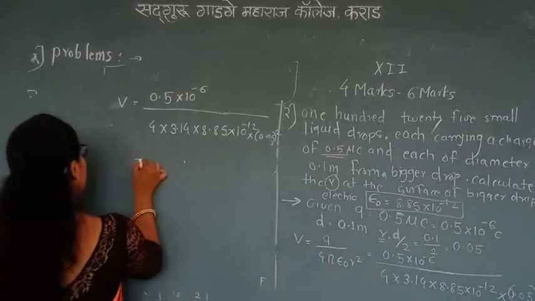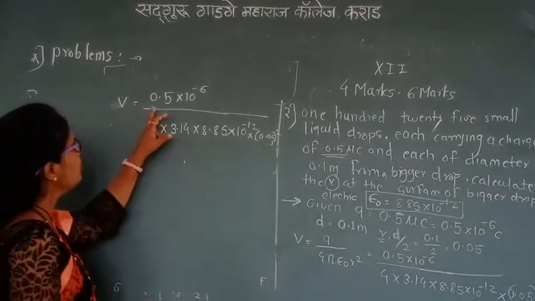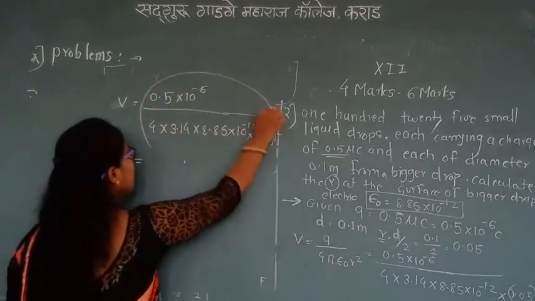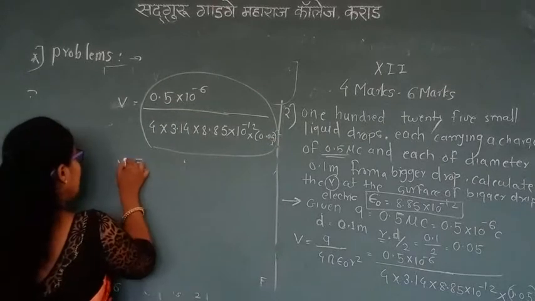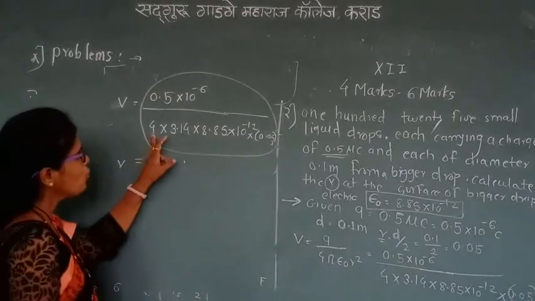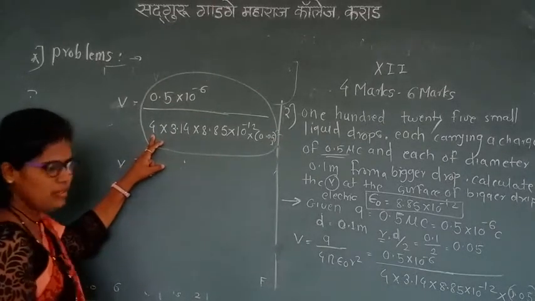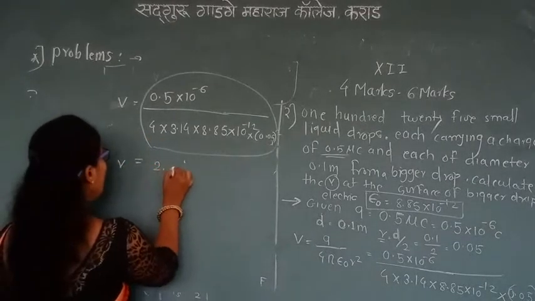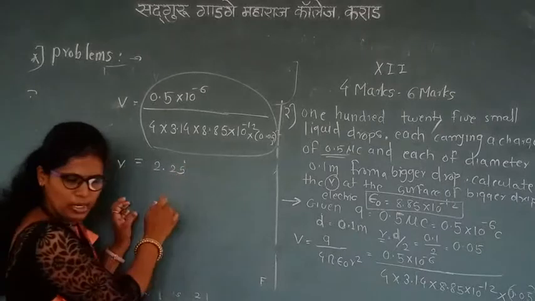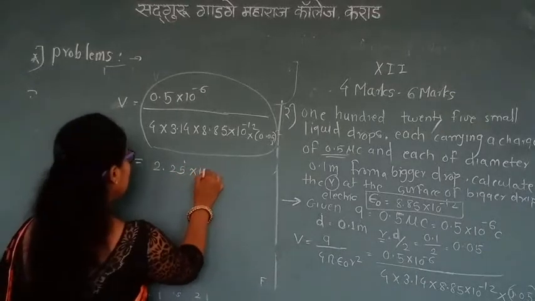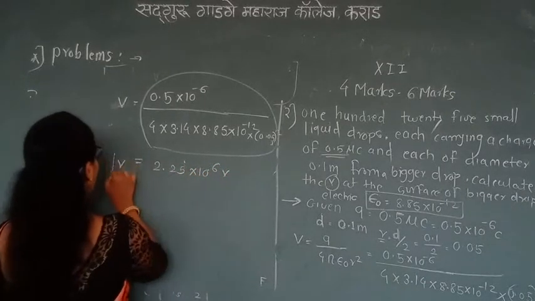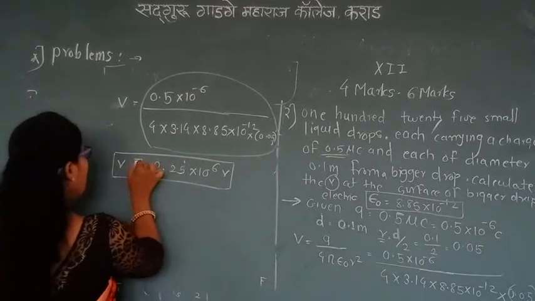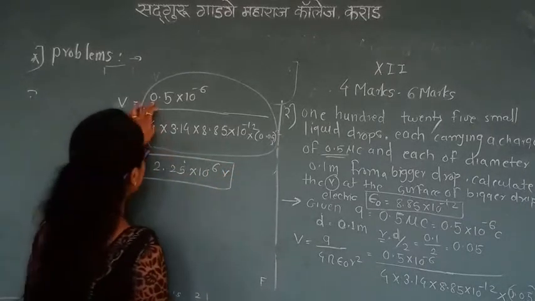For this calculation we can use the log table. By using the log table and solving this example, we get the value of electric potential V as 2.25 into 10 raised to 6 volt. By solving this example using the log table, we can easily solve these terms.